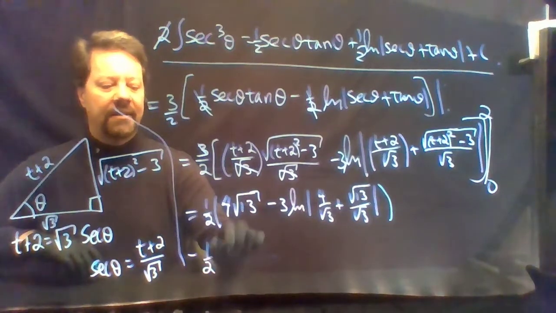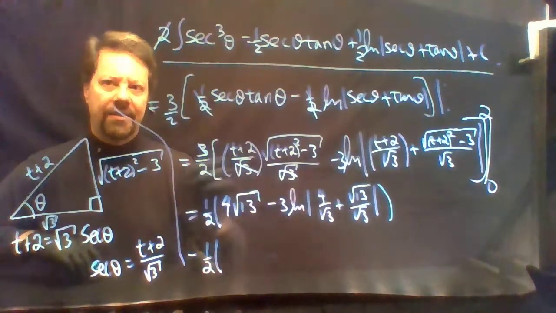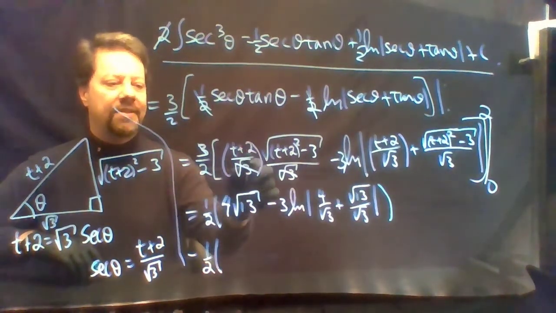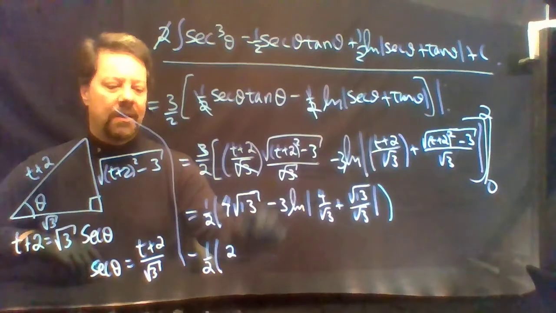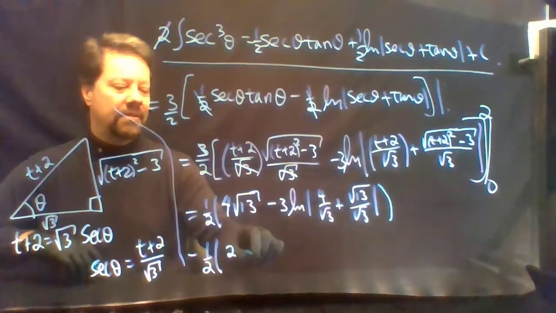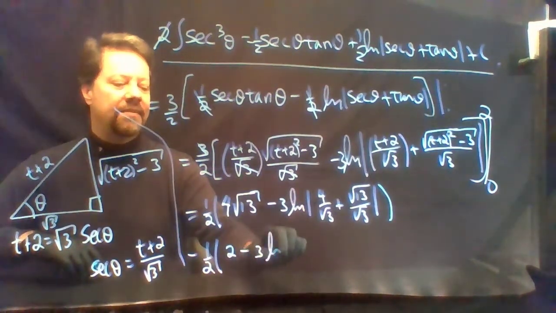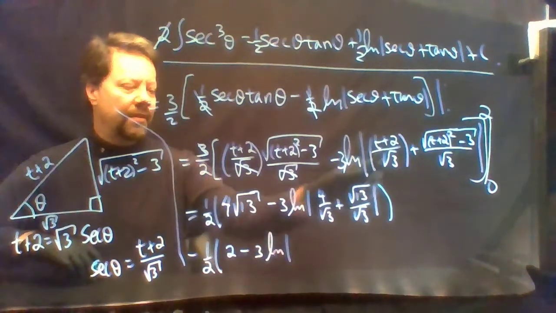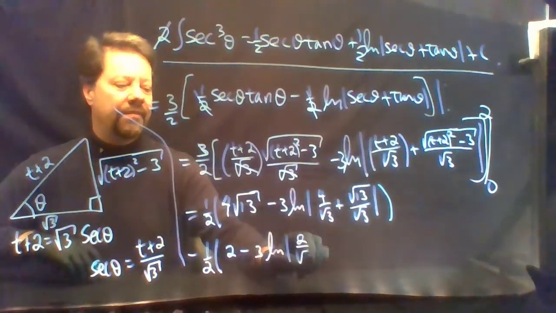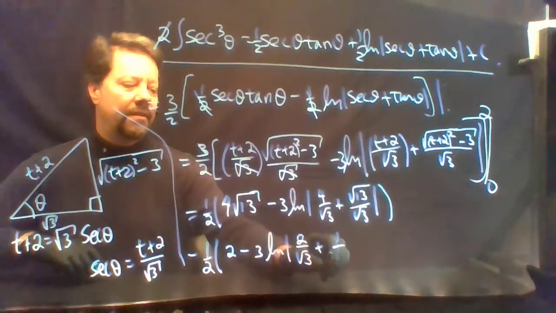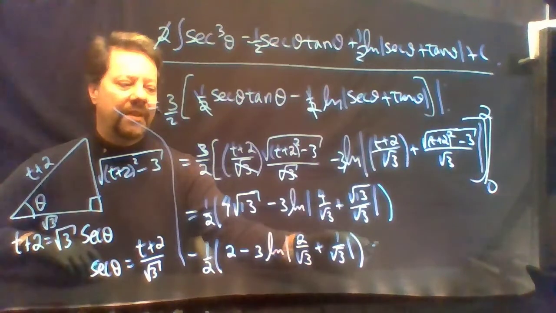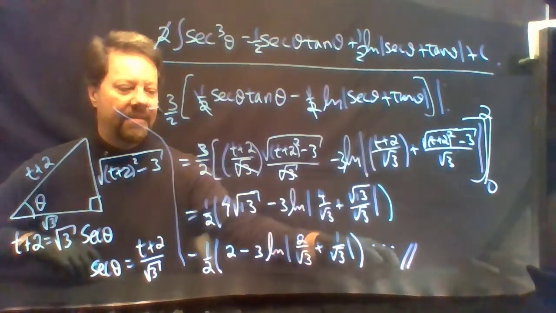Minus what you get when you plug in 0 for t. Plugging in 0, we'll have 2. We'll have 2 squared is 4, minus 3 is 1, so that's just 2. Minus 3 times the log of 2 over the square root of 3 plus 1 over the square root of 3. And we could just simplify from there.